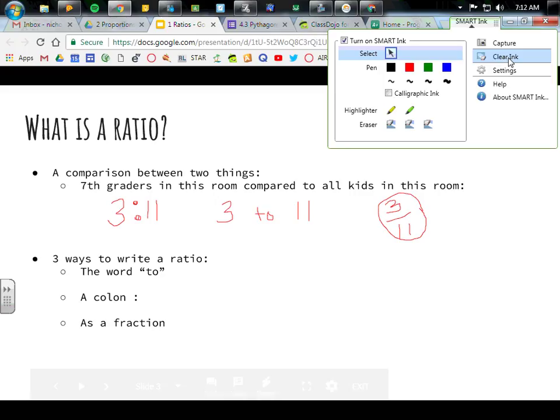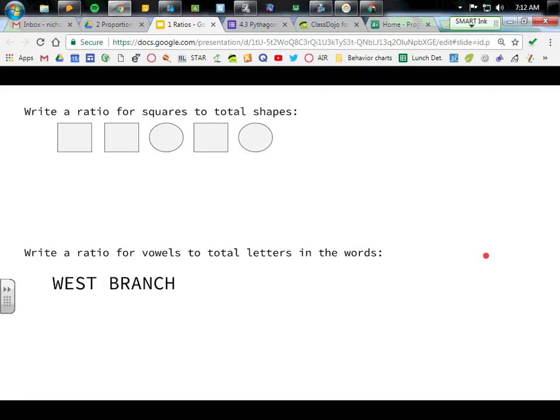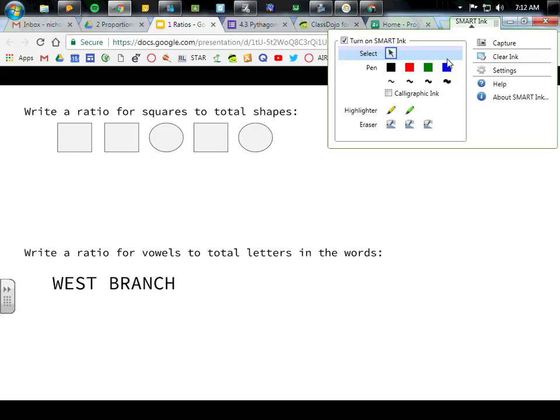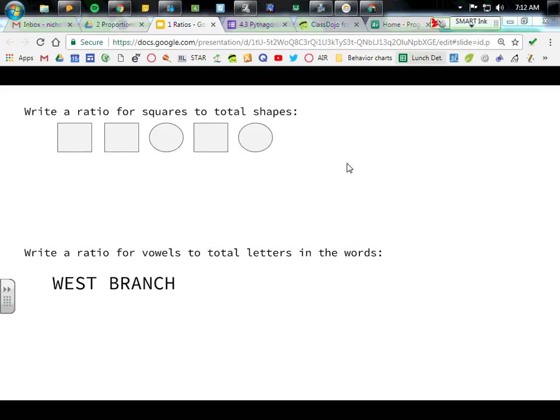All right, clearing ink, moving on. All right, let's do a couple practice. So we're going to write the ratio for squares to total shapes in this selection of shapes we have. We've got 3 squares out of 5 total shapes. Once again, I prefer the fraction, so I'm just going to go with fractions. That's all there is to it.